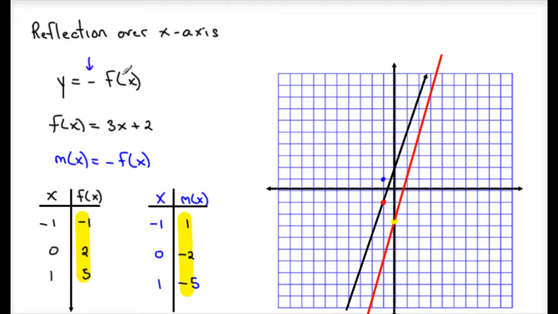So when the negative is on the outside of f of x, this is a reflection over the x-axis. Right? Because all my y-coordinates are changing from positive to negative. When the y-coordinates change, it's a reflection over the x-axis.